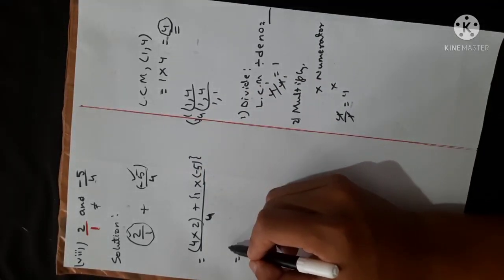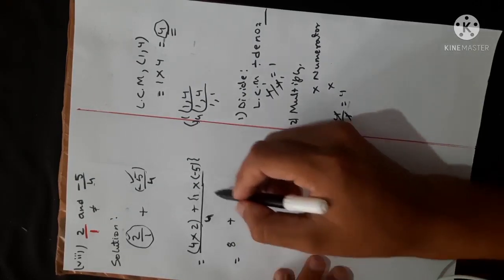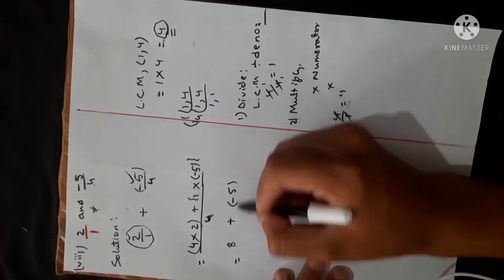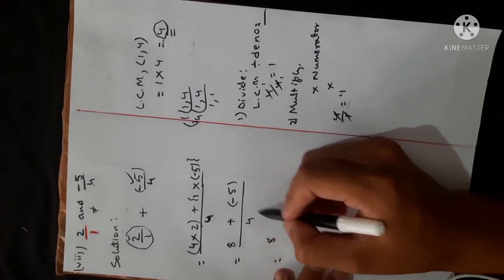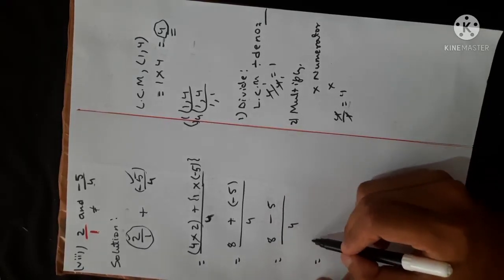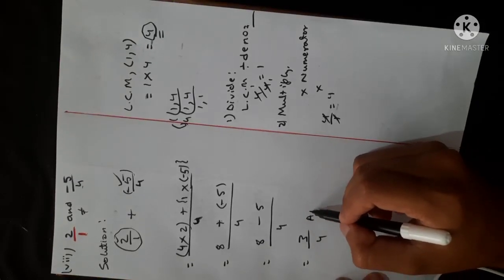Again, we should simplify first the one in the bracket. 4 multiply 2 equal 8, plus 1 multiply 5 equal 5. This is plus minus, so minus 5. So 8, plus into minus equal minus 5, divided by 4, and 8 minus 5 equal 3. 3 divided by 4. And this is the answer.